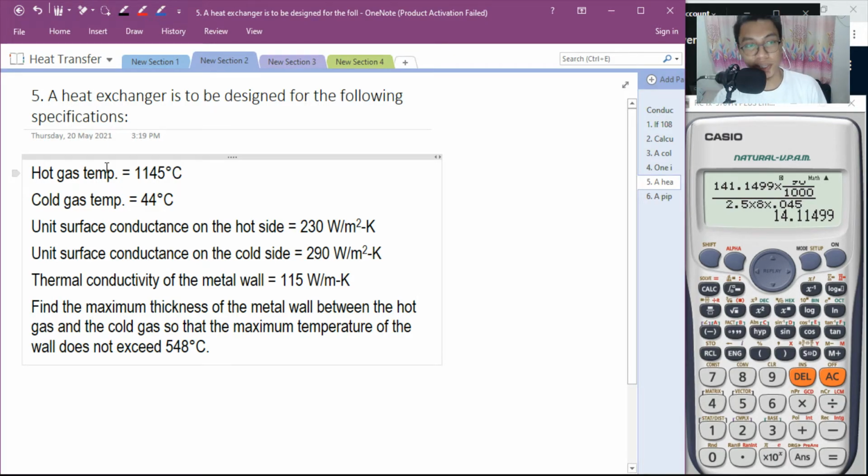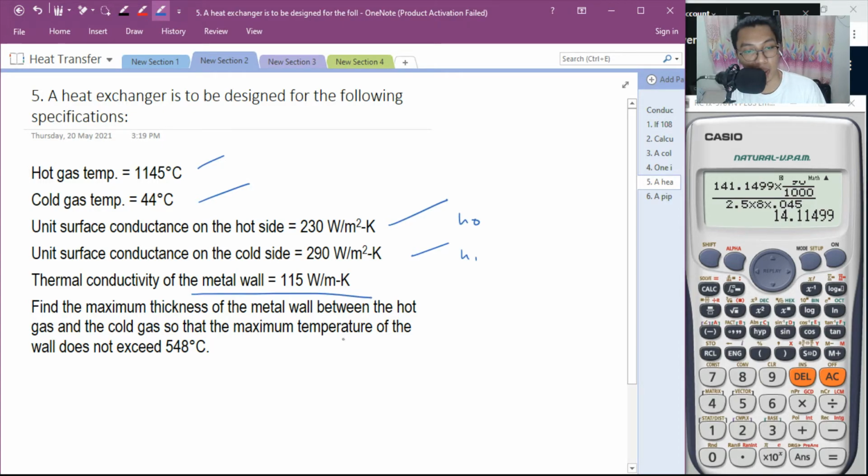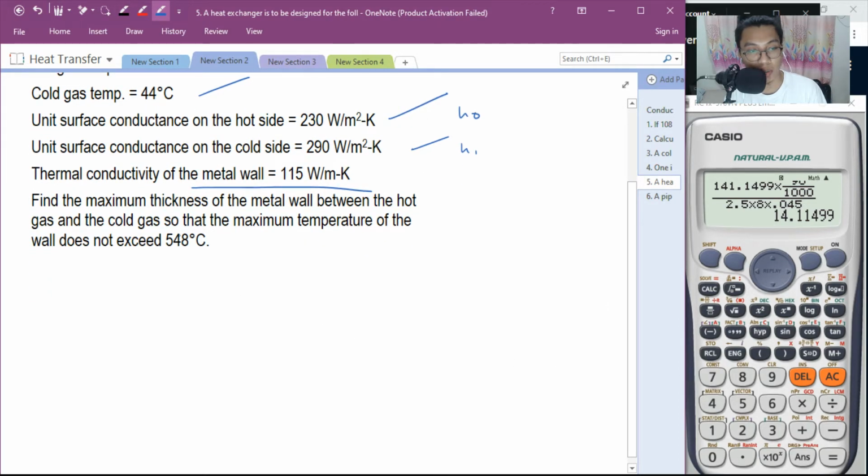A heat exchanger is to be designed for the following specifications. Meron kang hot gas temperature. Meron kang cold gas temperature. The unit surface conductance on the hot side, so HO. Tapos, on the cold side, HI is given. The thermal conductivity of the metal wall is 115 watt per meter degree Kelvin. Okay? Find the maximum thickness of the metal wall. So, ito yung metal wall.